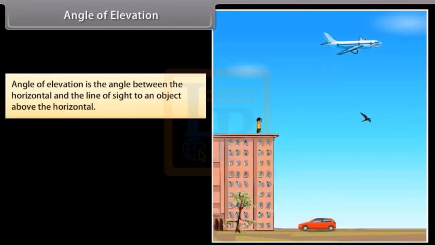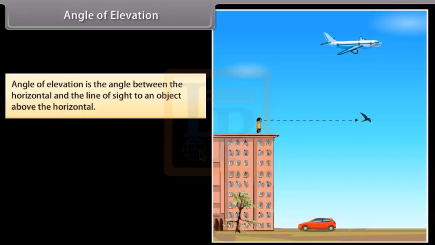Angle of elevation is the angle between the horizontal and the line of sight to an object above the horizontal. Let us take an example to understand this. In this picture, an observer is standing at the top of a building and looking straight ahead at the birds which are in the horizontal line.